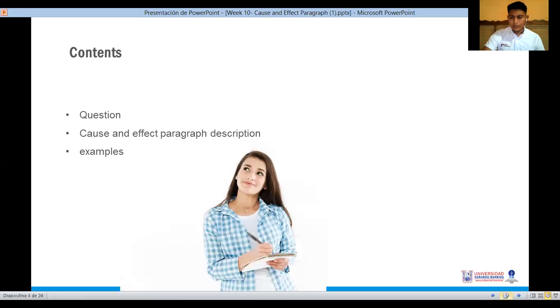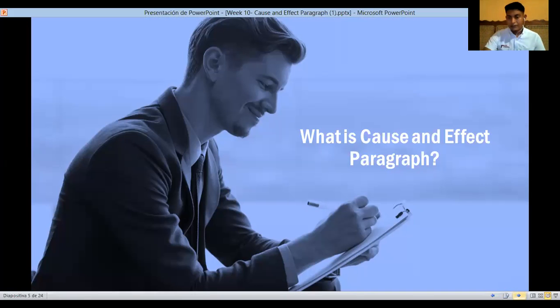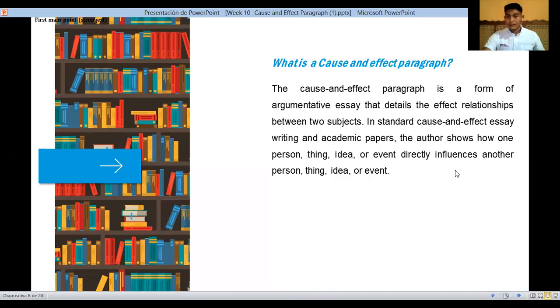Well, we have content, right? What is a cause and effect paragraph? Well, a cause and effect paragraph is a form of argumentative writing to show that the cause and effect relationship between two subjects is the same as what you wrote before. Right. The author shows how one person, thing, idea, or event directly influences another person, thing, idea, or event. That is the same as what we wrote before.